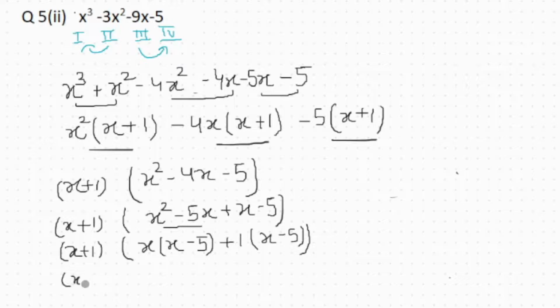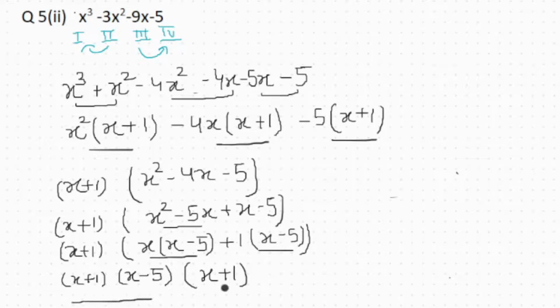Now we can see that in the bracket from these two terms, what is common? X minus 5 is common. In the bracket we are left with x plus 1. So here again the answer is in the product of three factors. As it was a cubic polynomial, the answer has three factors.